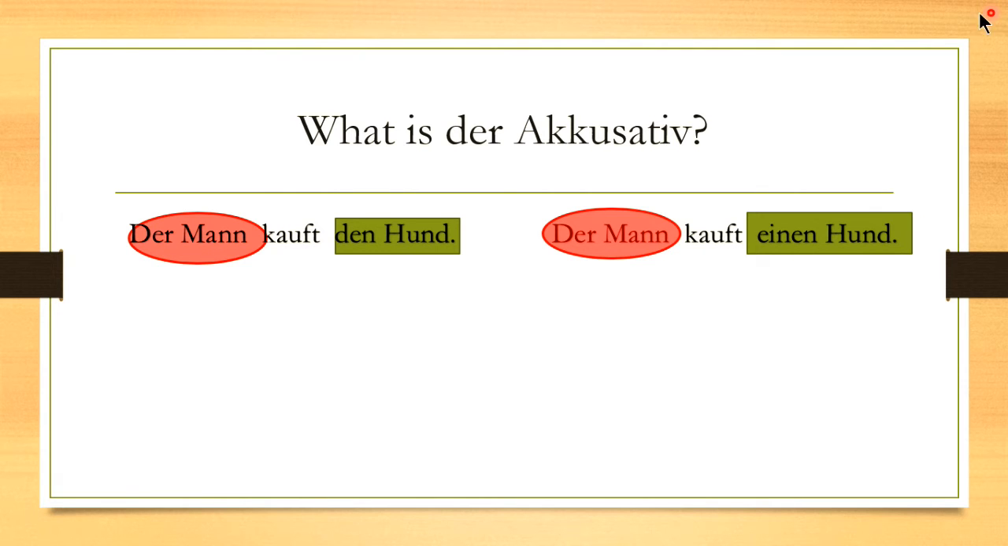All right, so just to really point it out there, den Hund is completely and directly affected by the action that is happening. And remember, the action and the subject, or the verb and the subject, always go together. This is the action. The man is buying. What is the man buying? It is buying the dog, or a dog. All right, it is directly affected by the action.